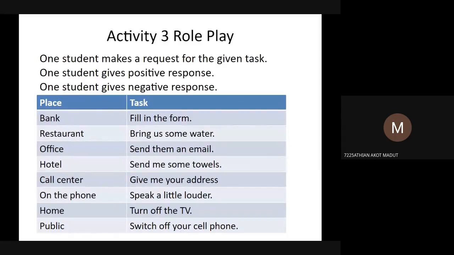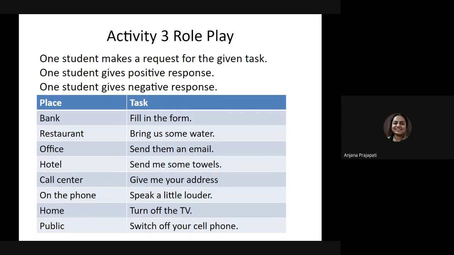Hello, madam. I was having a problem with the internet connection. I've just joined now. Can you see the table on the screen? Yes, I see.